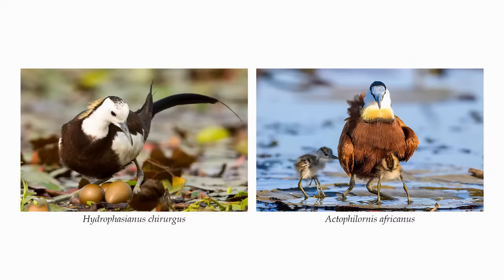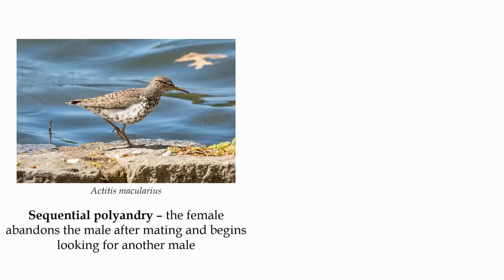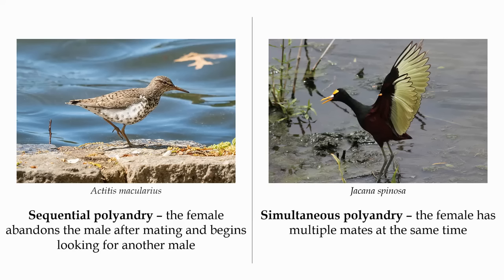One benefit is that the female will be able to distribute the duties of parental care among her mates. In fact, almost all of the very few bird species that exhibit male-only parental care are polyandrous. In sequential or serial polyandry, the female will abandon the male after laying the eggs and begin looking for a new mate. But if the female is capable of producing more offspring than a single male could feasibly care for, this may lead to simultaneous polyandry, in which the female maintains nests with multiple males at the same time.